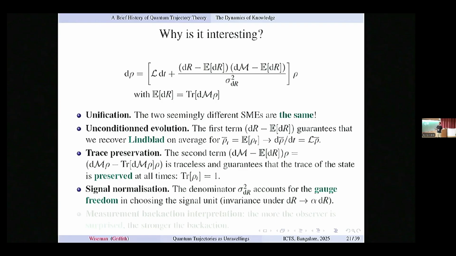So we don't need this term. But generically, if you multiply your signal by some value, say 3 or 4, or if you measure your signal in different units, it should not change the measurement back action, okay? The state doesn't care about your signal unit.